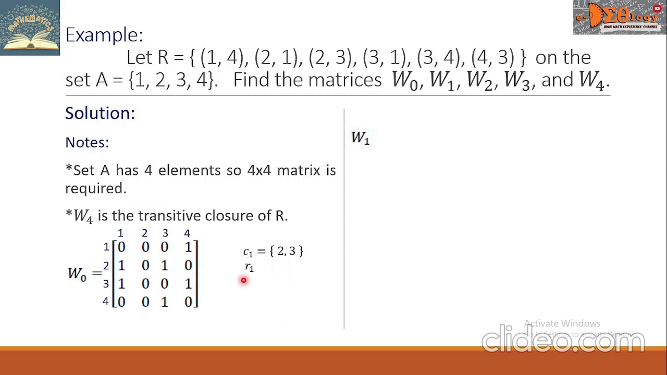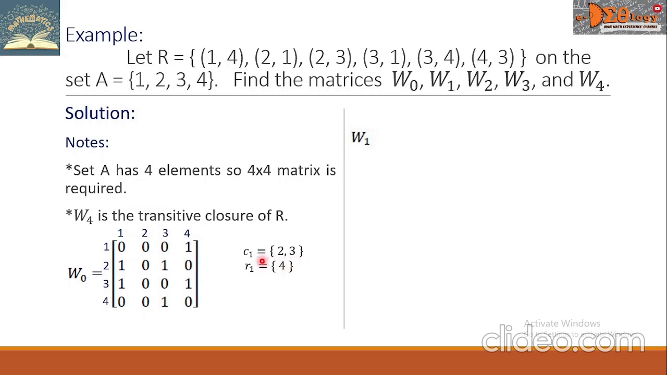Now let's consider R sub 1, meaning row 1 of W sub 0. We're going to write all the elements of R sub 1. In row 1, there is a number 1 that appears only once. Writing the element of R sub 1, this number 1 corresponds to number 4. Therefore, the element of R sub 1 equals 4.